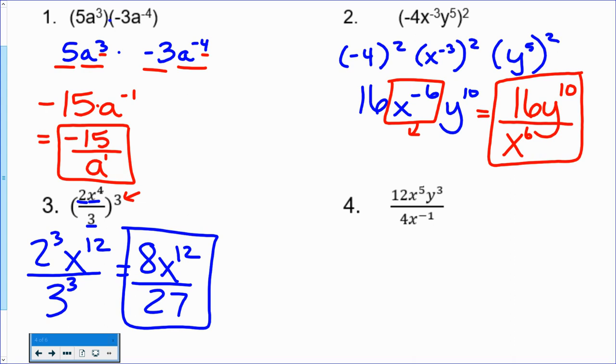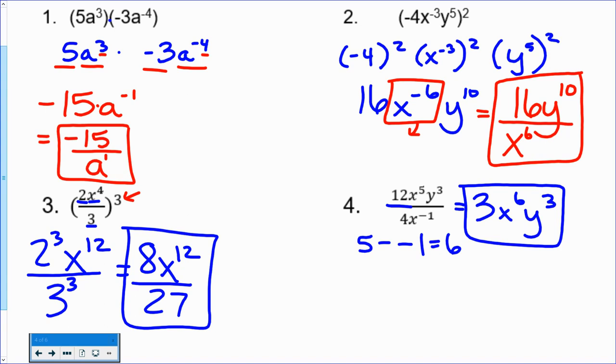With number 4, I'm doing a division problem, so we need to simplify this as division. So 12 divided by 4 would give me 3. When I'm dividing with common bases, I can subtract those exponents. So when I have x to the 5th over x to the negative 1st, I take the top exponent and subtract the bottom exponent. Since my bottom exponent is negative, I will end up subtracting a negative 1, so I get positive 6 for the exponent on x. There's no other y's to either add or subtract exponents with, so this will be my final answer.